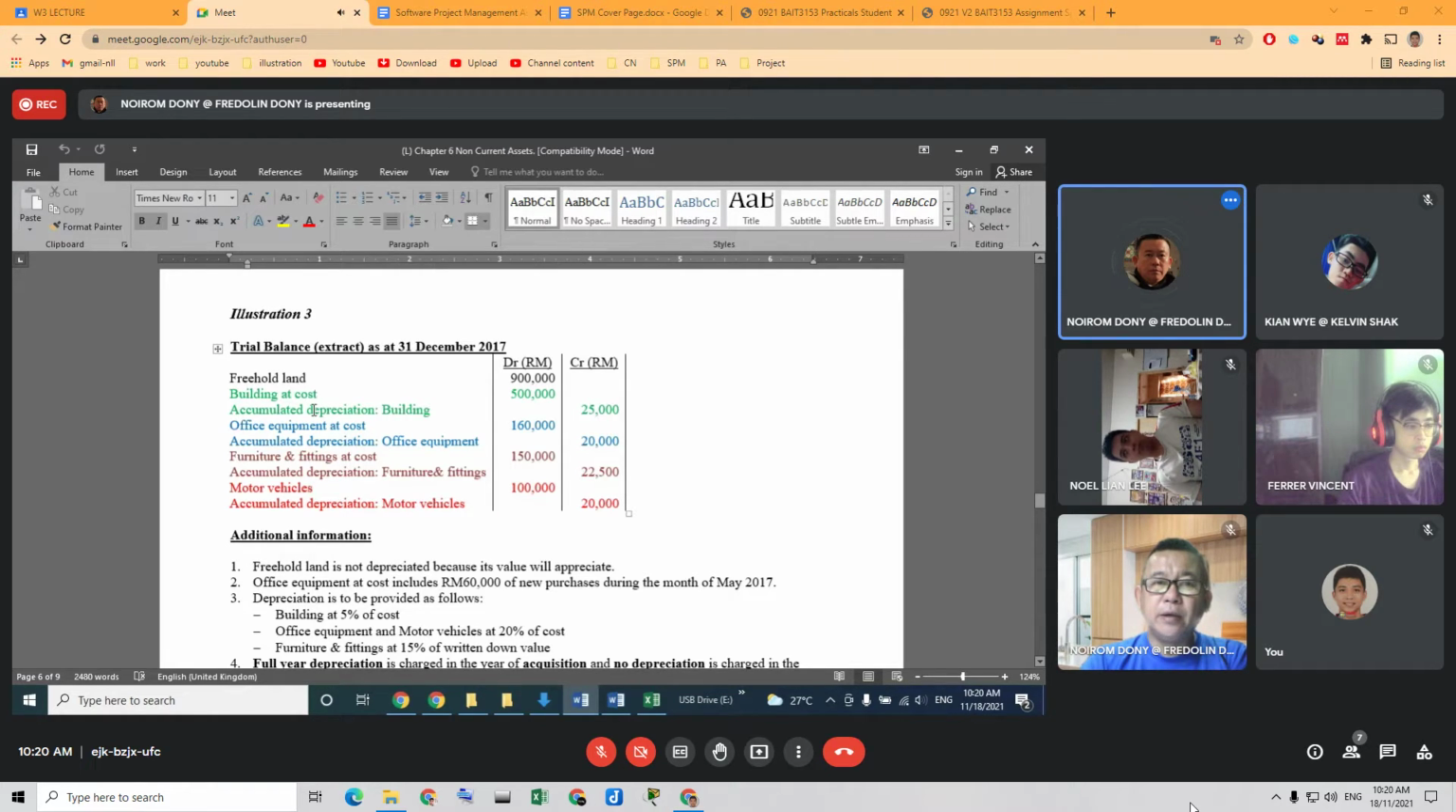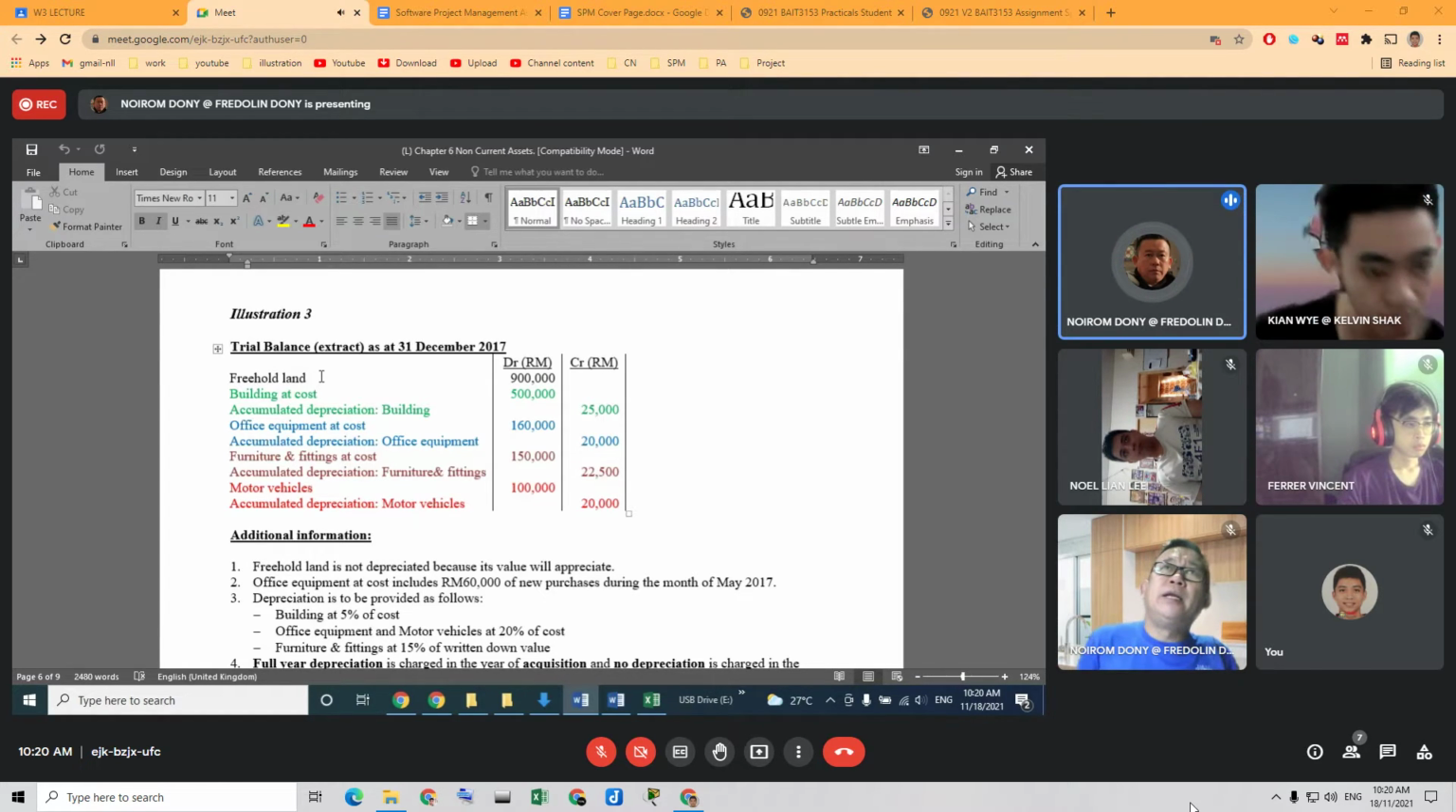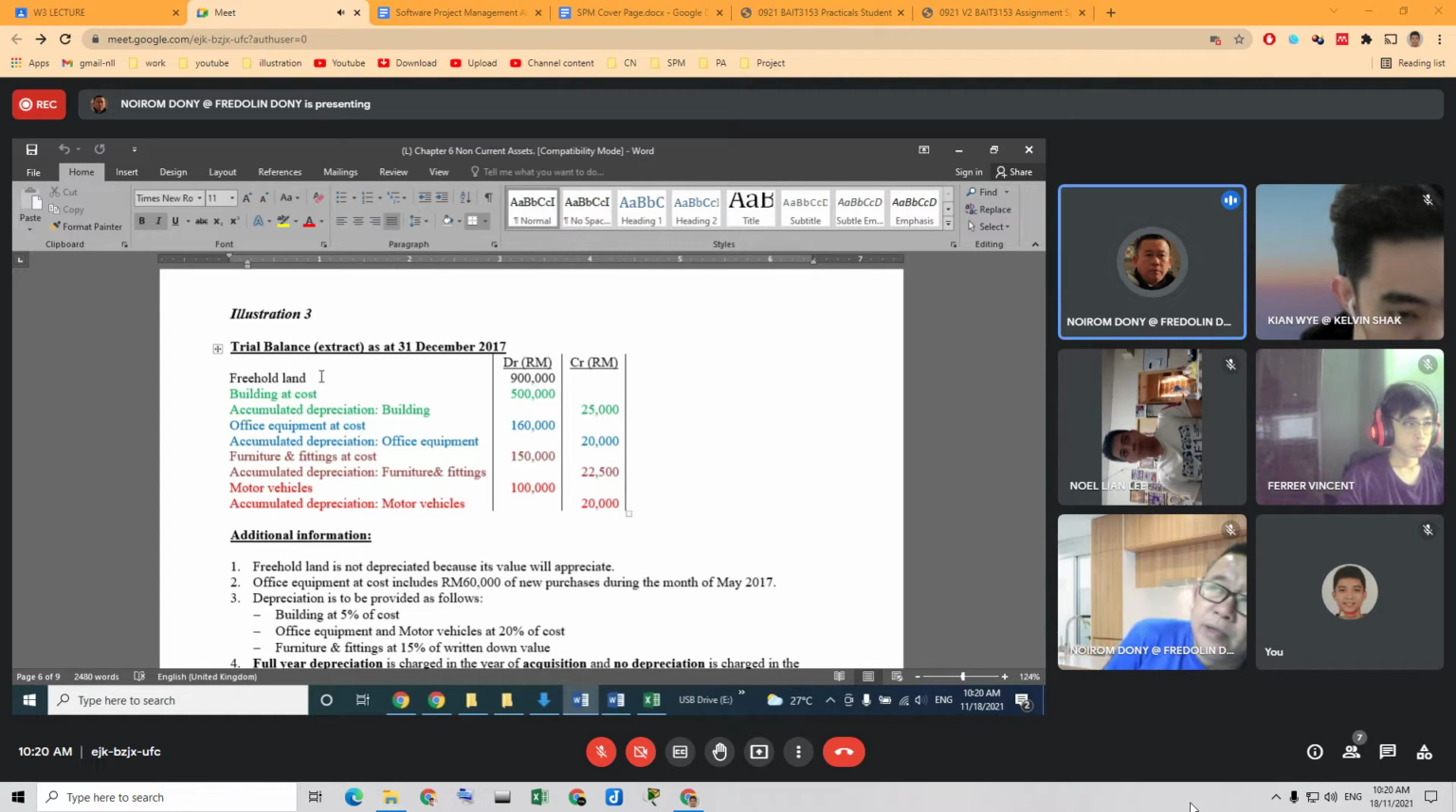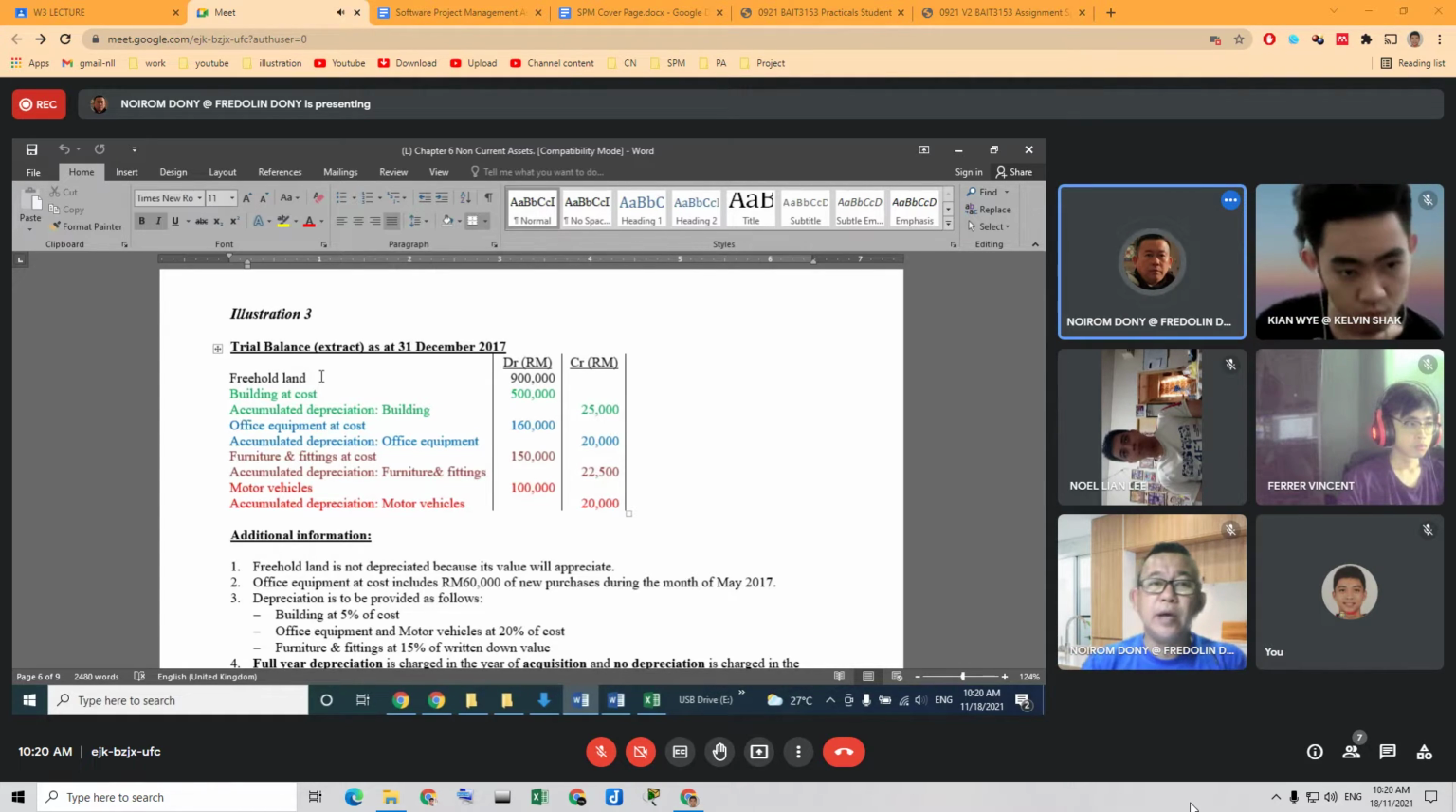Now, we have accumulated depreciation. For the freehold land, there's no depreciation because freehold land is land, meaning it doesn't reduce in value, but it appreciates. So that's why we don't have accumulated depreciation for it. This is using the liability concept, so it will be on the credit side.